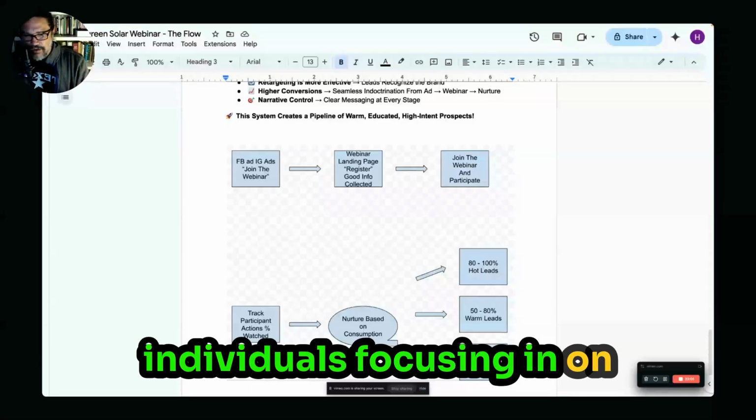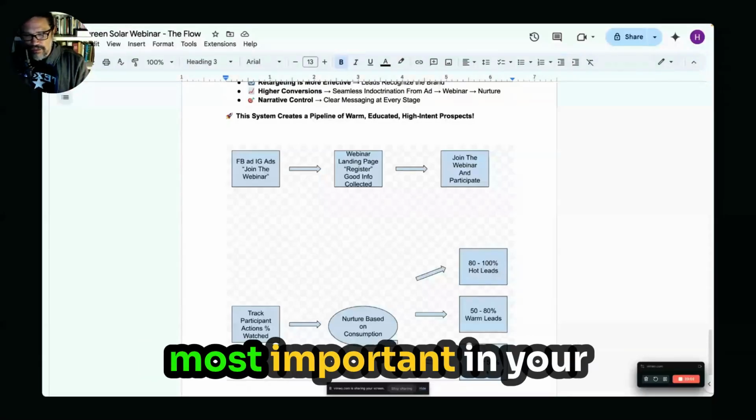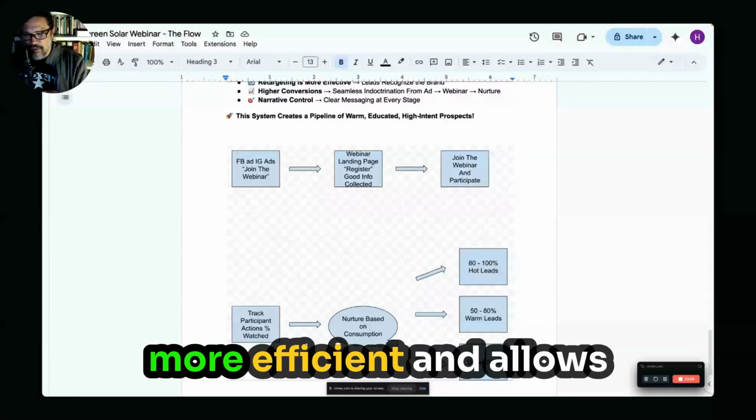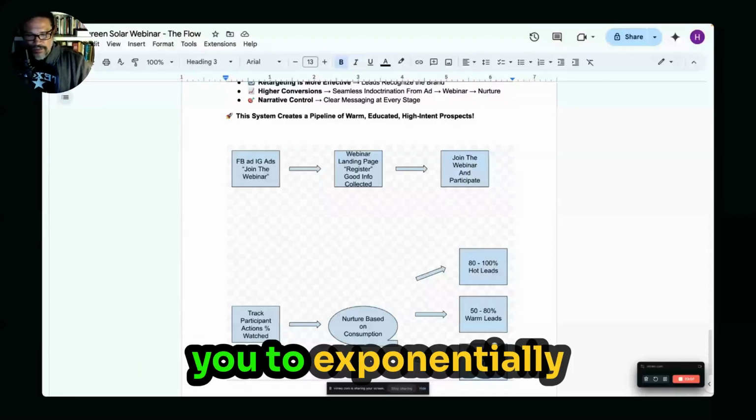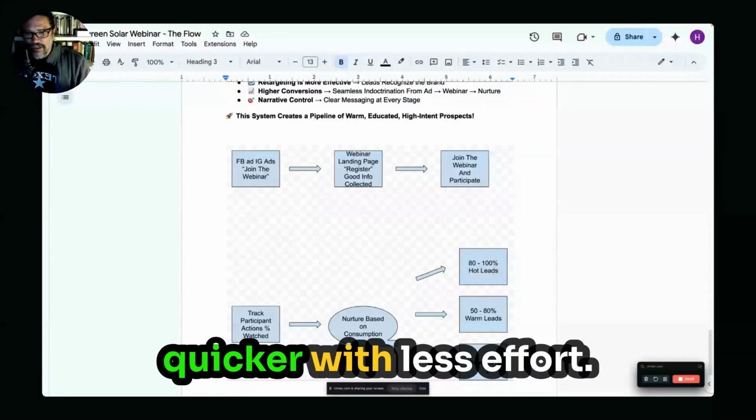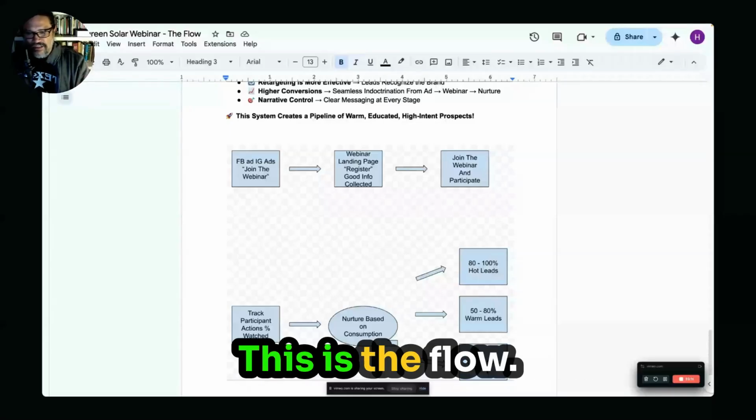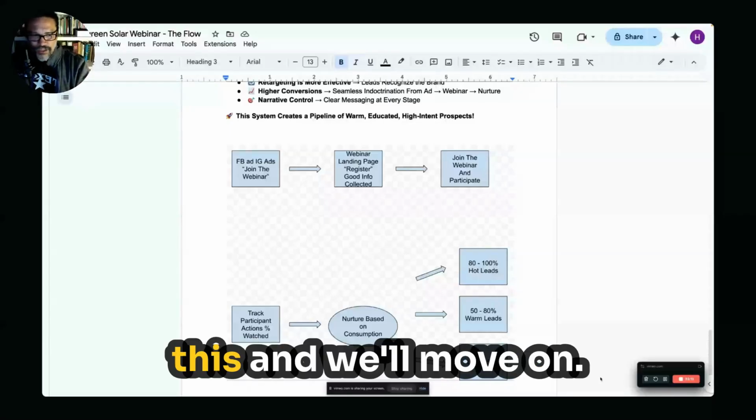Focusing in on the individuals that are most important in your pipeline allows you to be more efficient and allows you to exponentially grow your sales quicker with less effort. This is the flow. All right, so I'm going to go ahead and stop this and we'll move on.